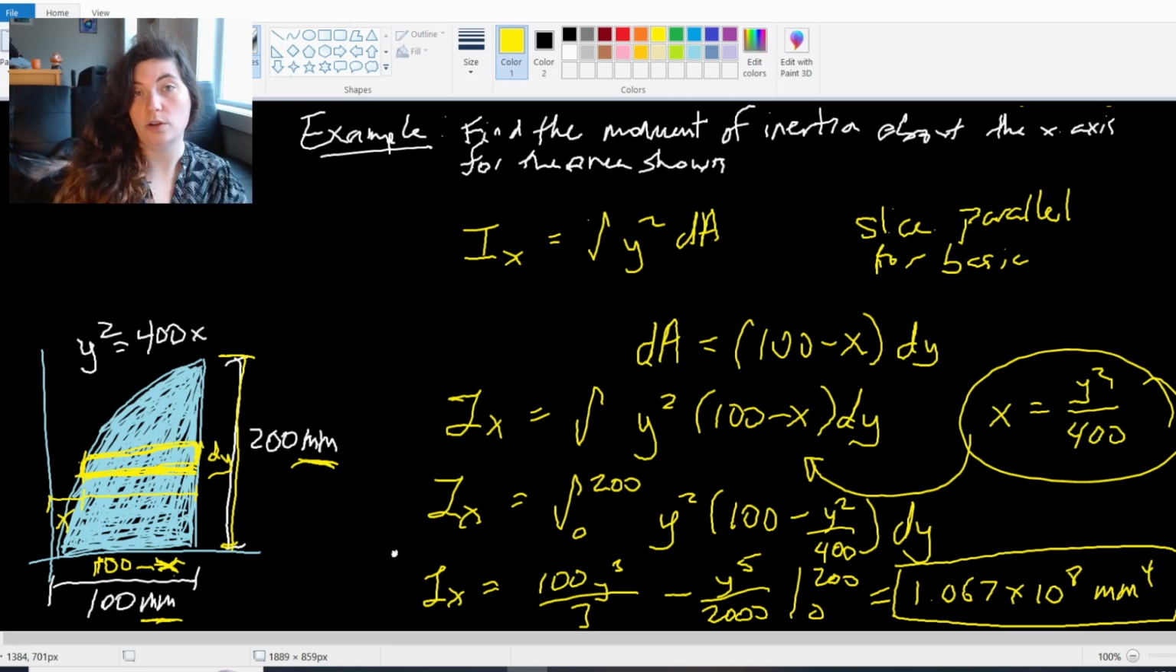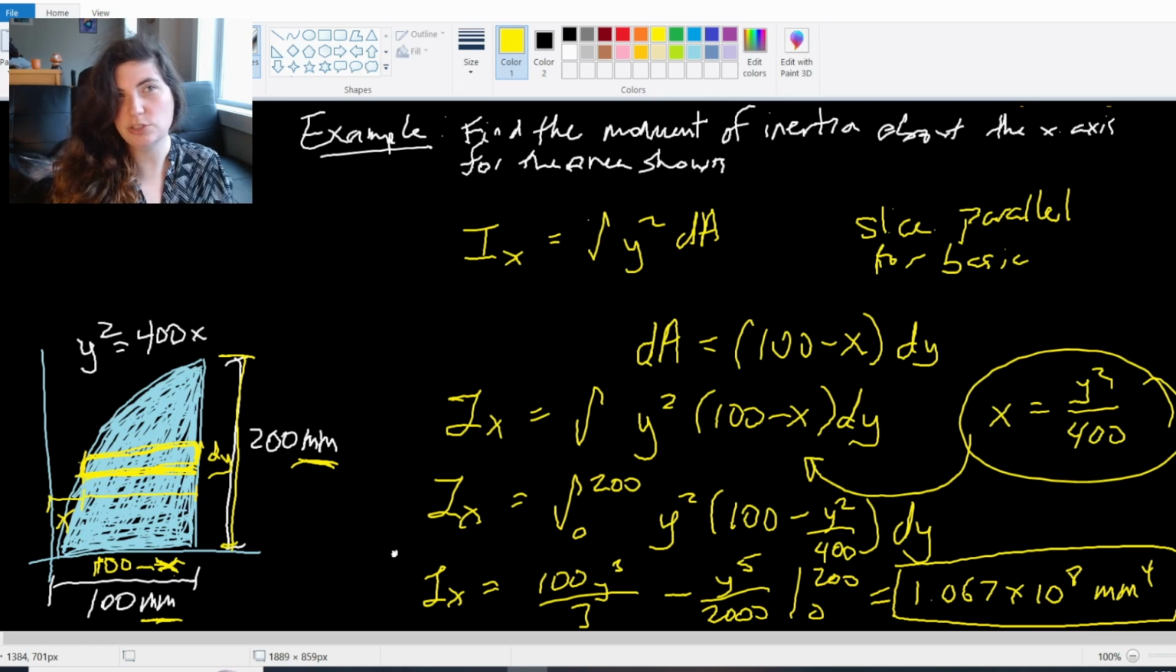So this was one way to do it, right? This was taking a slice, and we did the basic integration equation. But what would this look like if we used the parallel axis theorem instead? Because we could solve it with either. Both are totally acceptable ways to solve it.